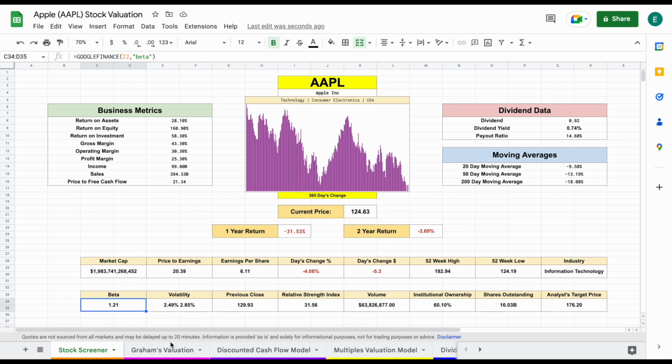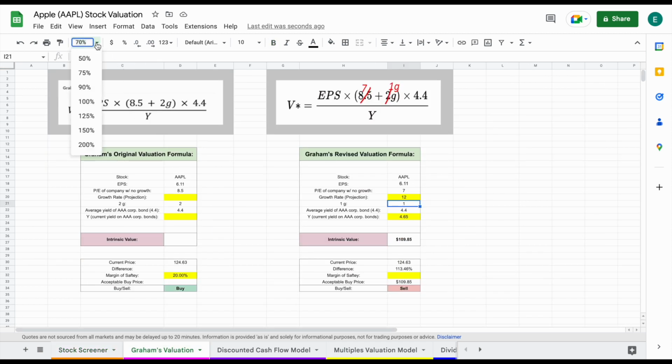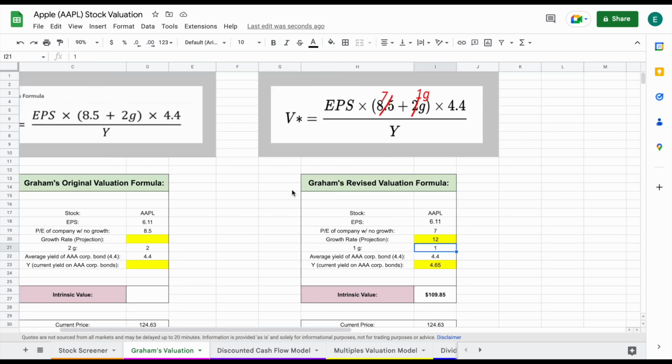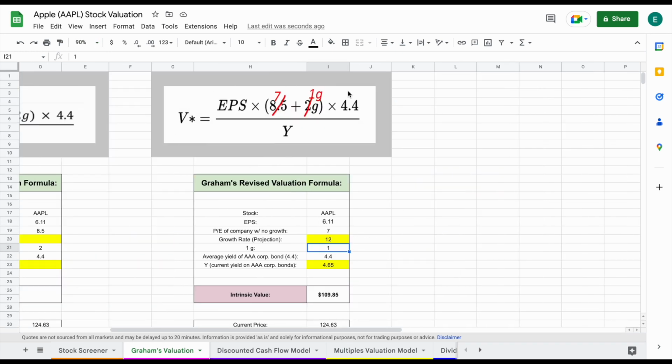But let's go ahead and look at our first valuation, and that is going to be Graham's valuation, a valuation model invented by Benjamin Graham. And here's the formula he lays out for us to calculate intrinsic value. So you can see the first variable we need is the earnings per share, which we have right here. And then we have our growth rate projection.